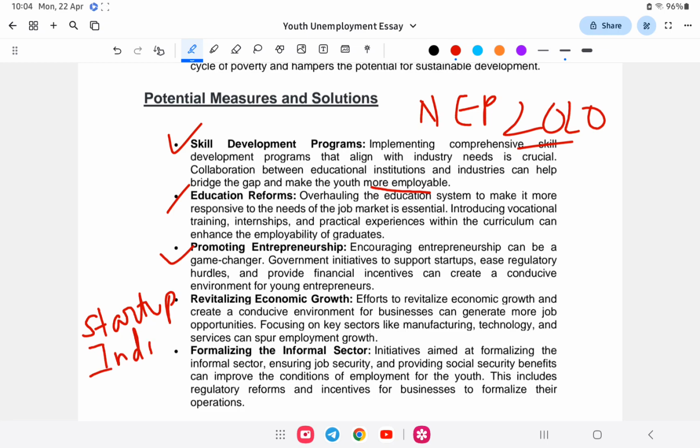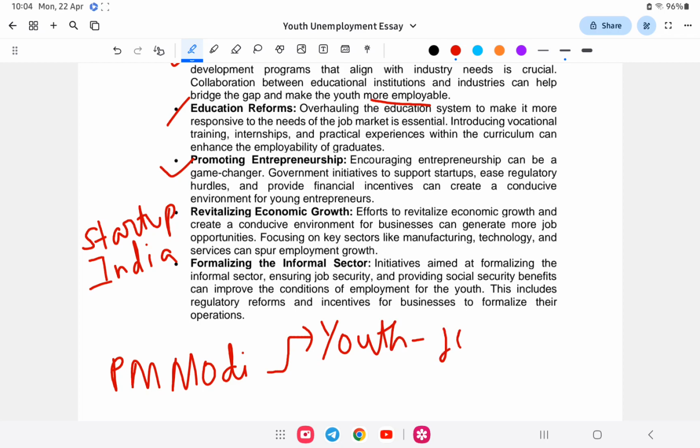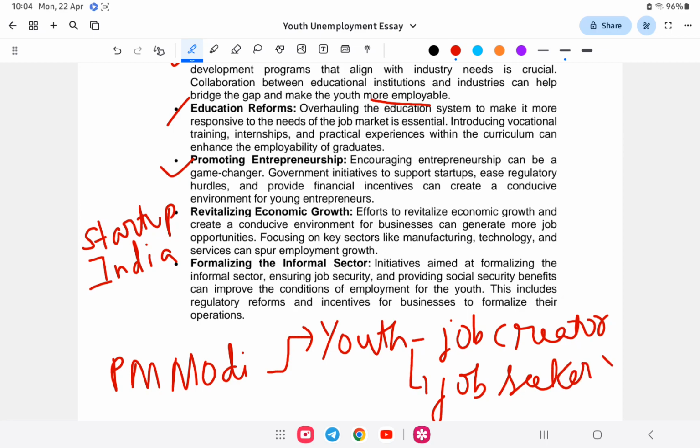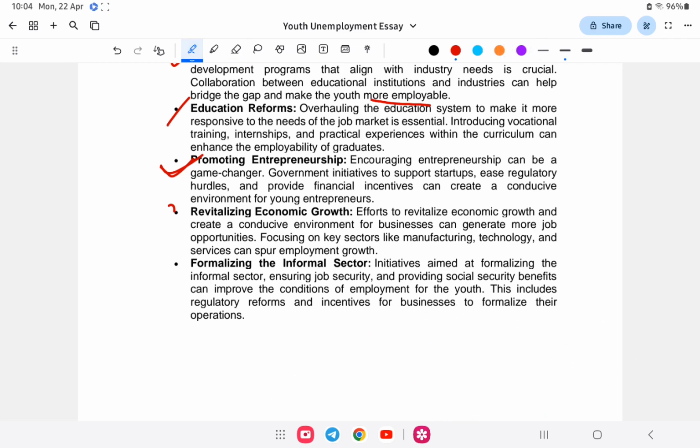Under the Startup India scheme, India plans to make the youth job creators, not job seekers. So the focus is on job creators rather than job seekers. This is a mission under the Startup India scheme. The Startup India scheme provides incentives, schemes and subsidies to help youth startups.